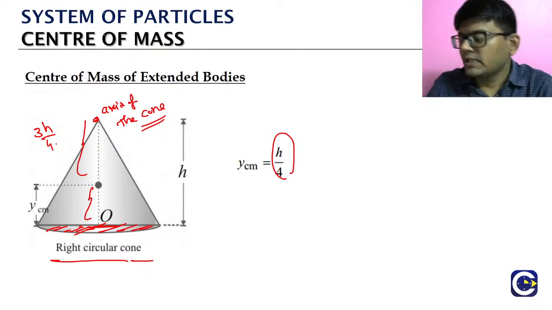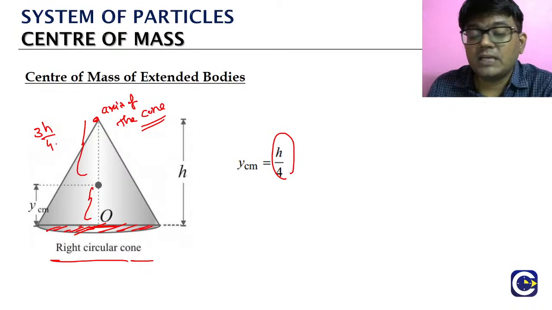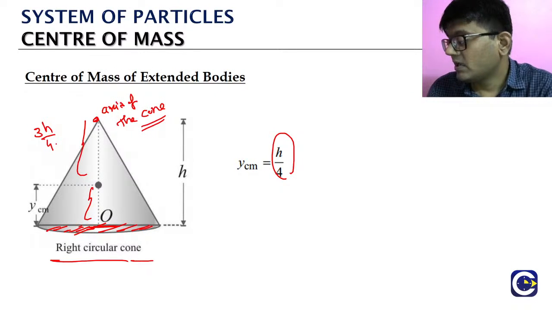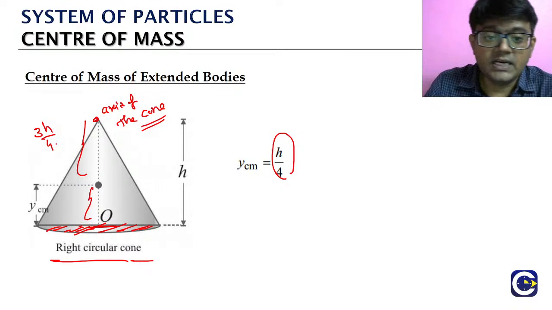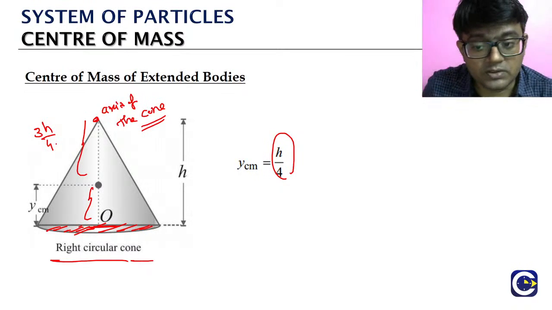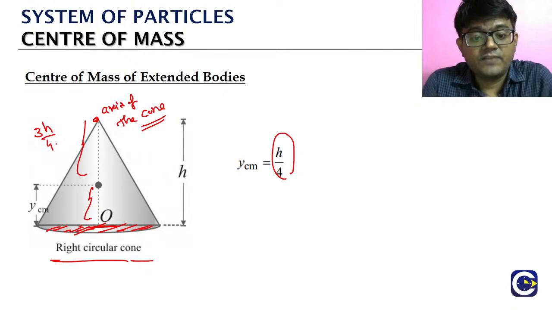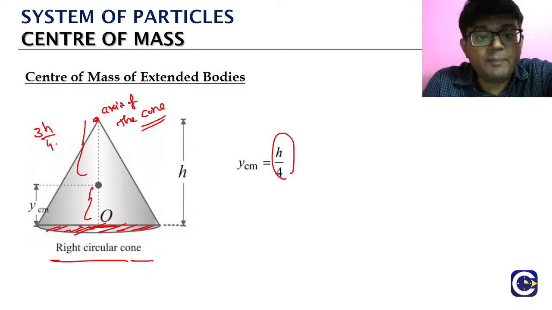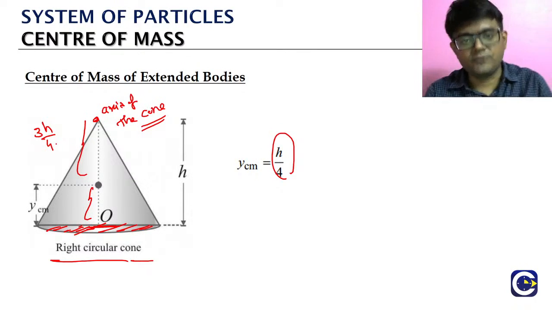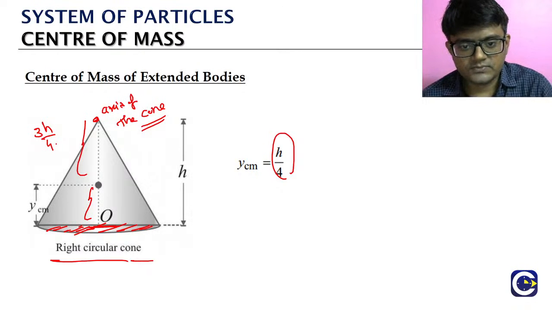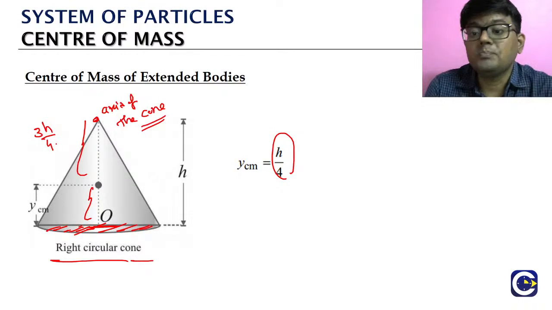So the distance of center of mass for the right circular cone. Adanadi, from the base it will be what? h by 4. From the apex side it will be what? 3h by 4. Okay va? So these are some of the important results.